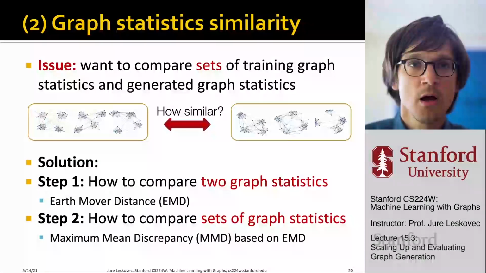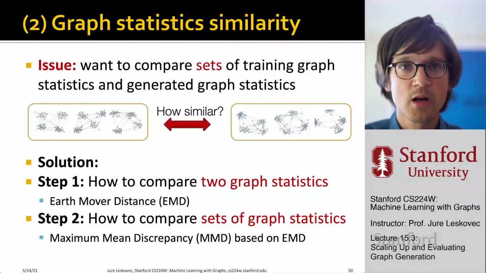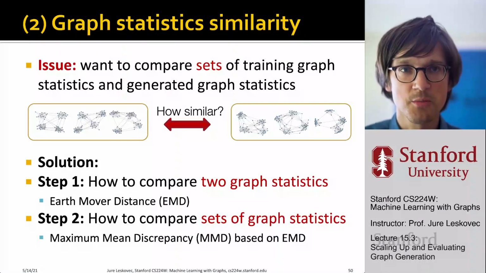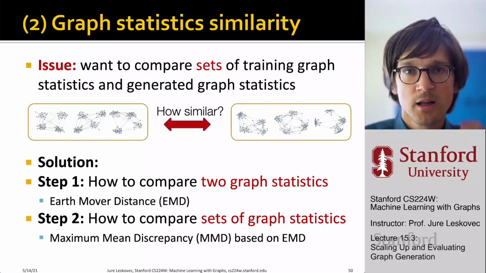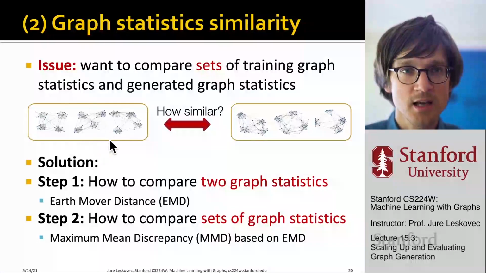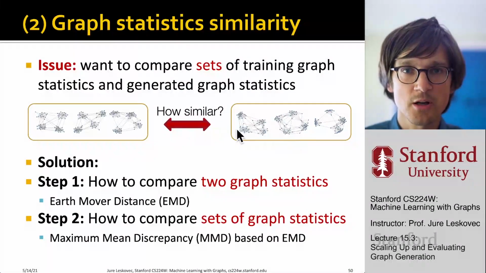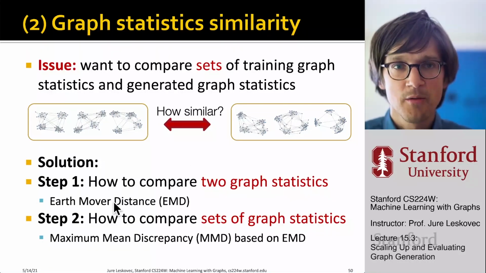Okay, so first is that given two statistics, maybe two graph properties, maybe two degree sequences, two degree distributions, two orbit count distributions, we want to compare them on sets of training graphs as well as on the synthetic graphs. We want to say how similar is a set of training graphs to the set of synthetically generated graphs, and we'd like to measure the level of similarity between the two. And we are going to do a two-step approach. In the first step, we are going to do the following.